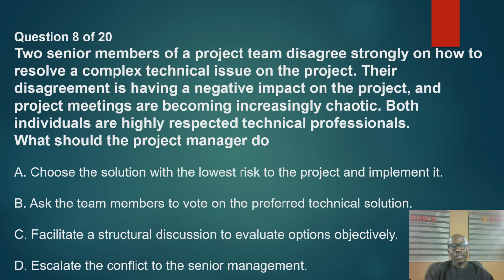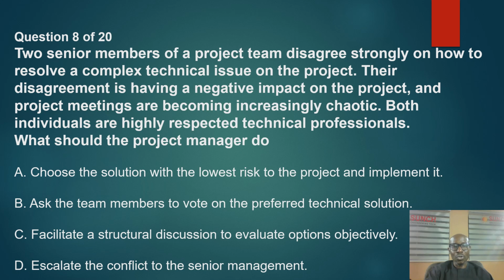Question number 8. Two senior members of the project team disagree strongly on how to resolve a complex technical issue on the project. Their disagreement is having a negative impact on the project, and the project meetings are becoming increasingly chaotic. Both individuals are highly respected technical professionals. What should the project manager do?